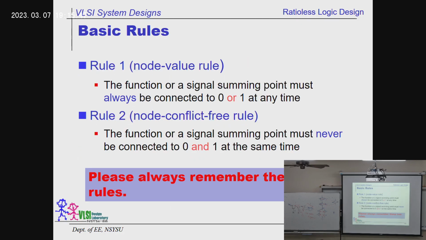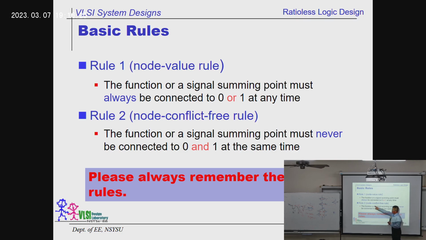Okay, it must always be connected to 0 or 1 at any time. You cannot connect it to both. You can make sure that in period 1 it is connected to 0, and in period number 2 it is connected to 1, but you cannot connect the same point to 0 and 1 simultaneously. That's rule number 1. Don't do that. Otherwise, you have a problem.